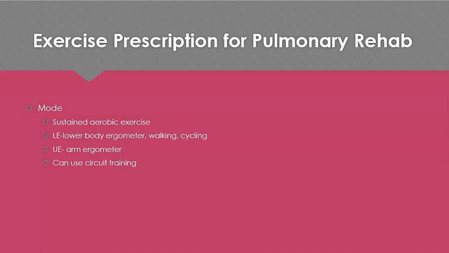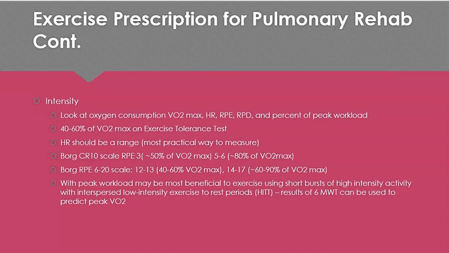Moving on to intensity: looking at VO2 max, heart rate, RPE, and percent of peak workload, 40 to 60% of VO2 max on exercise tolerance test. Heart rate should be a range and is the most practical way to measure, so look at their target heart rate and also RPE and the Borg scale. The Borg RPE is the 6 to 20 scale. There are 2 different types, so look over each one. 12 to 13 would be 40 to 60% of VO2 max, and 14 to 17 would be 60 to 90% of VO2 max.